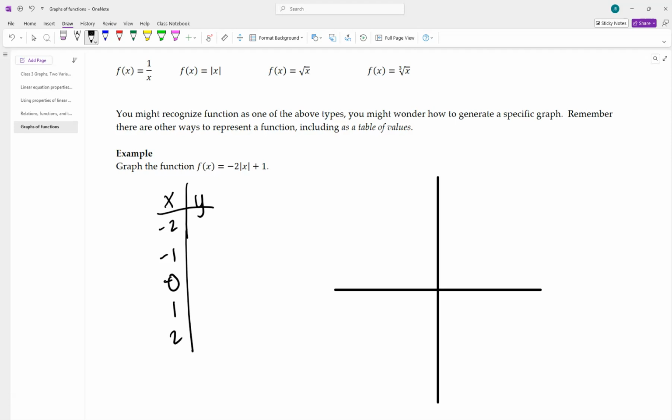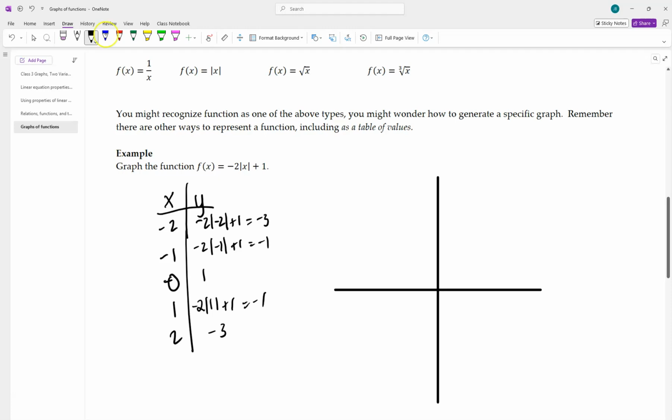So I'd have -2 times the absolute value of -2 plus 1, which, let's see, that'd be -2 times 2 positive. So that'd be -4 plus 1 is -3, my bad. Then -2 times the absolute value of -1 plus 1, so that'd be 1 times -2 is -2 plus 1 would be -1. 0 gives me 1. And then this should mirror: -2 times the absolute value of 1 plus 1, yep, gives me -1, and then this ends up being -3.